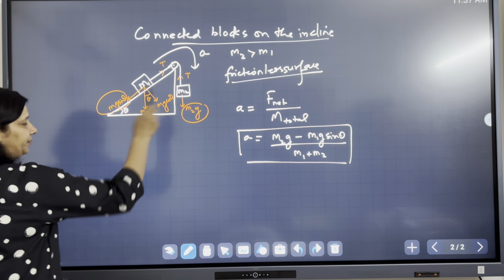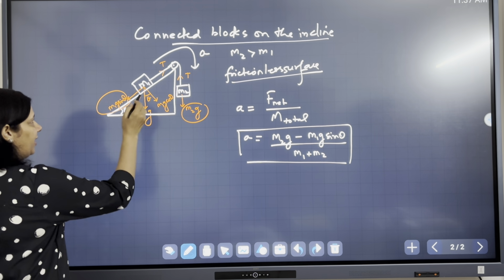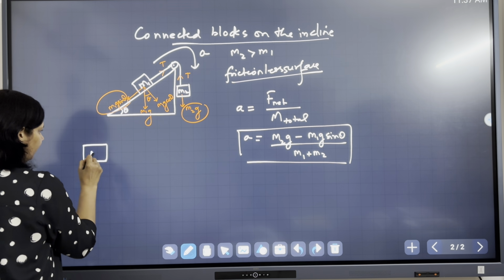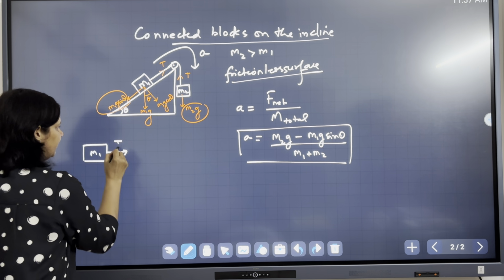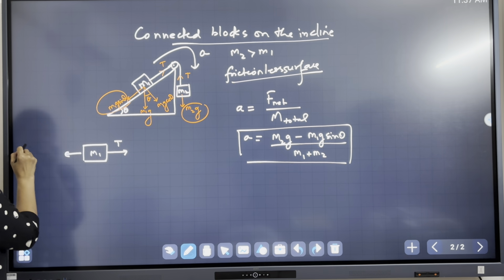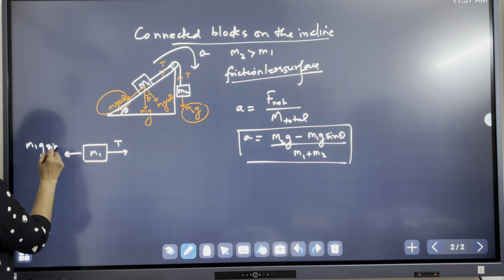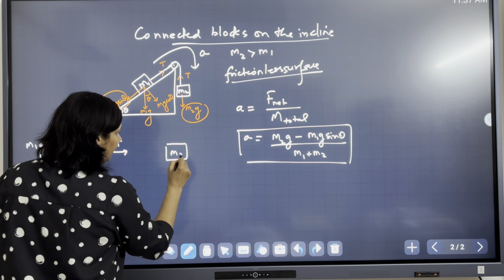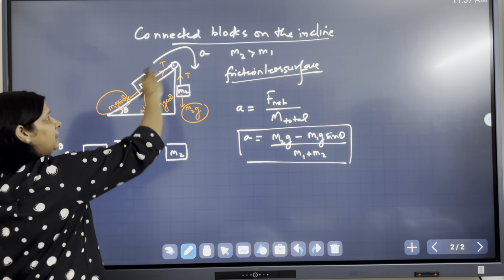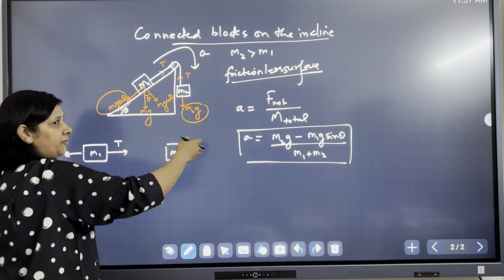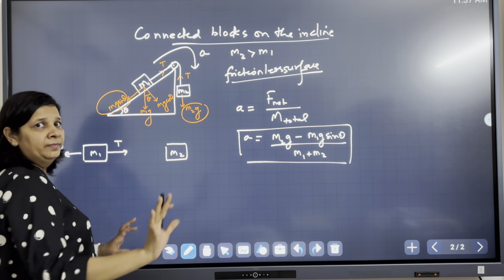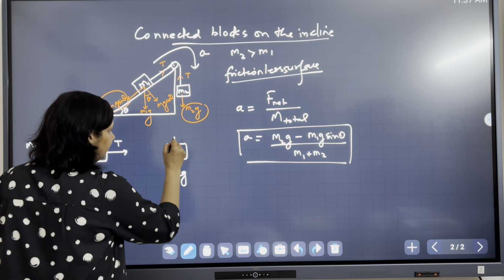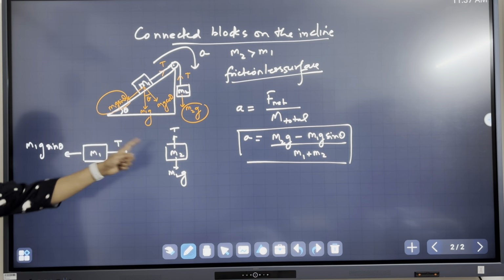So here, let us now draw the free body diagram. What is the free body diagram of M1? M1, towards right is tension, towards left is M1g sin theta, correct? For M2, please do not get confused. This is a different direction and this is a different direction. This is the direction of the motion of the system. So, this is M2g and this is T. Okay, these are the free body diagrams.